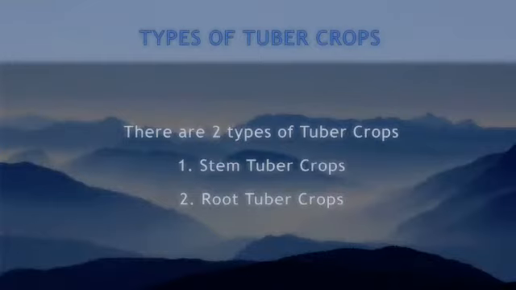Now, let's look at the types of tuber crops. There are two types of tuber crops, which are number 1, stem tuber crops, and number 2, root tuber crops. I take it again. Number 1, stem tuber crops, and number 2, root tuber crops.